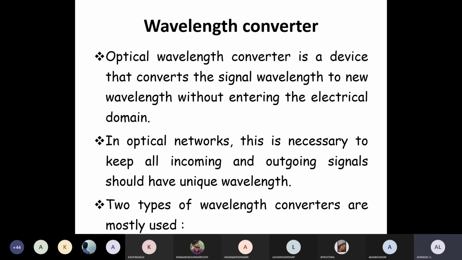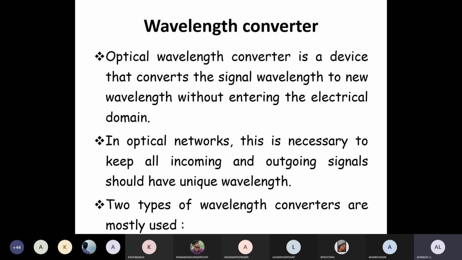Please make a note of this one, all of you. Finally, why I am telling this is that you people will think it's a converter which converts one wavelength into another wavelength. That is fine. But your answer will be incomplete if you miss the sentence that without entering into the electrical domain. That is very, very important.